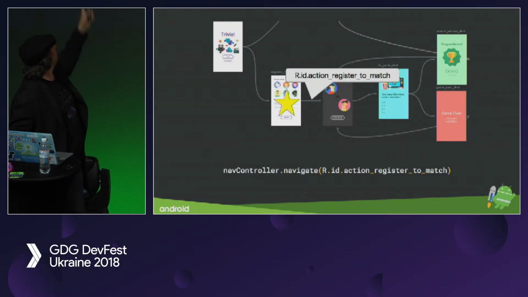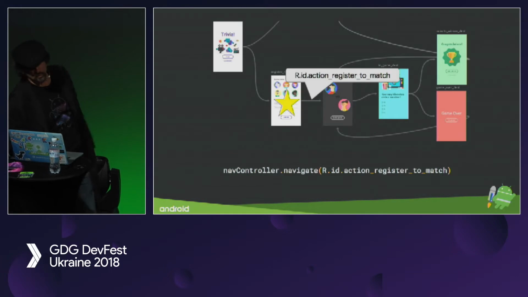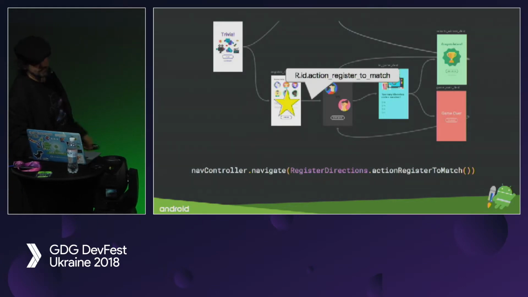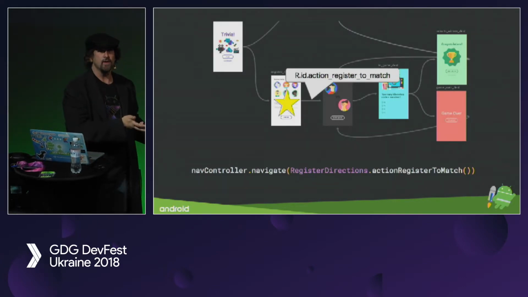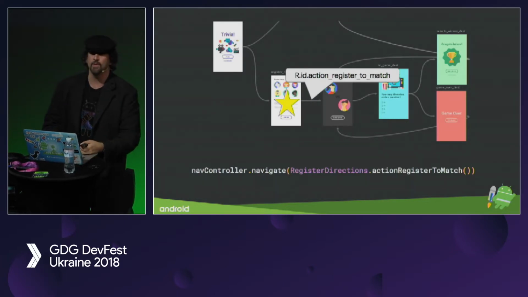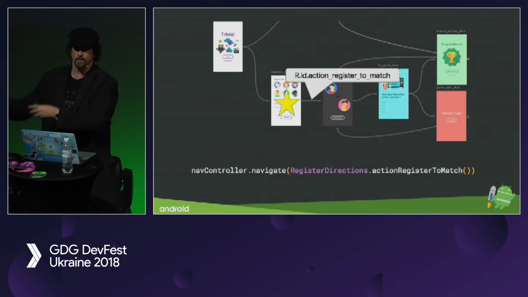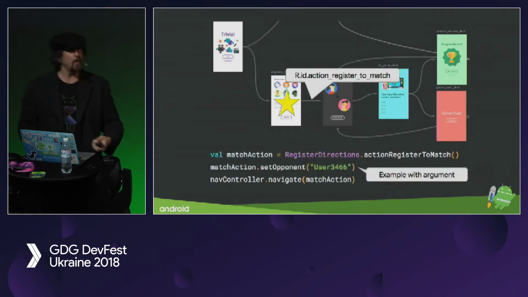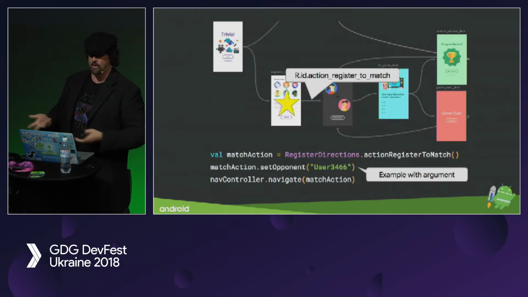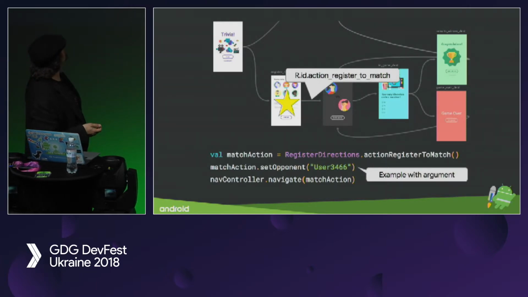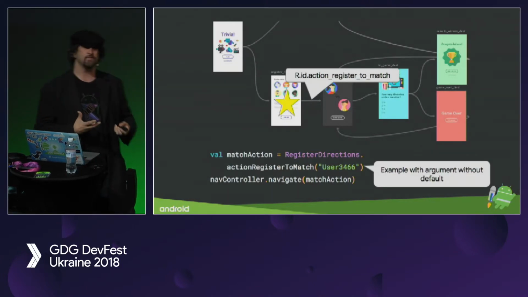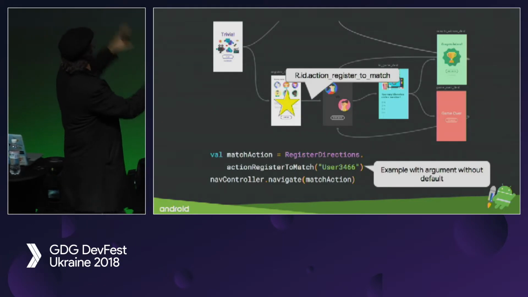So without safe args, you just navigate using the ID of an action, and you can end up with the same problem. But with safe args, you use these generated directions classes, and that means you not only know that you're navigating to an action, but it's really clear where this action is associated. That this is an action that comes from this fragment and goes somewhere else. And probably the coolest thing about this is that if the destination takes an argument, you just set the argument right in the action. And my favorite part about this is that if it requires that argument, if it doesn't have a default value, then it requires you to put it in the constructor.